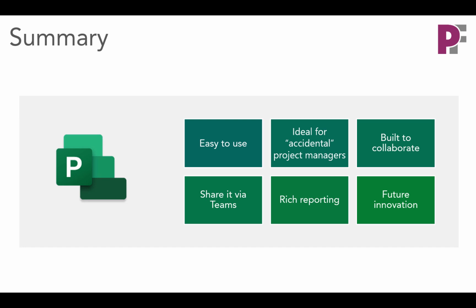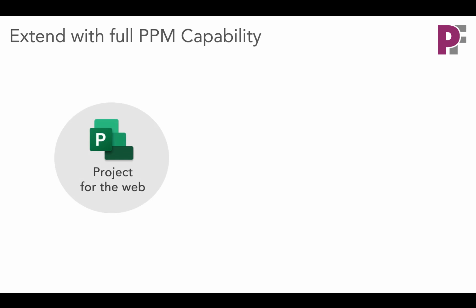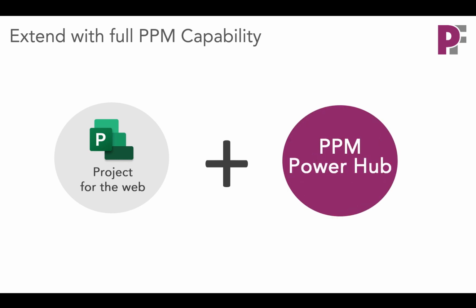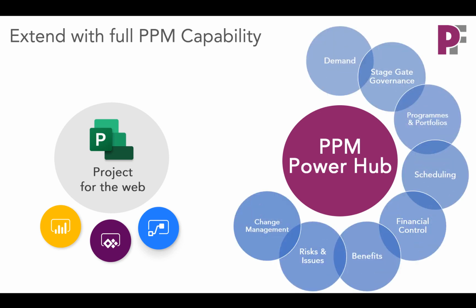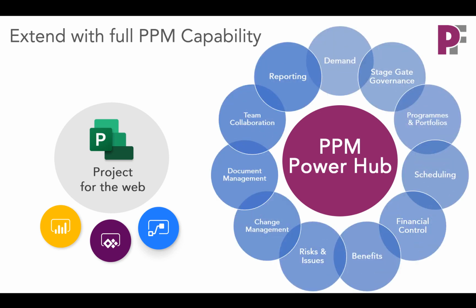But if your organization needs full project and portfolio management features right now, then the good news is that Program Framework can help. We have created a rich solution that we call PPM Power App, which wraps itself around Project for the Web and makes best use of its extensibility through Power Apps, Power BI, and Power Automate. With that, we deliver a full set of features to support project governance, programs and portfolios, stage gate control, risk and issue management, and much more.